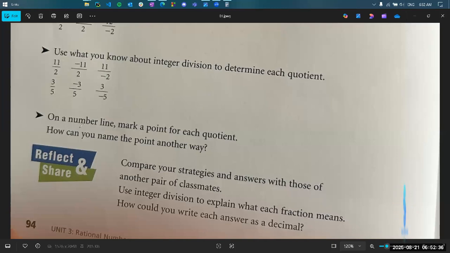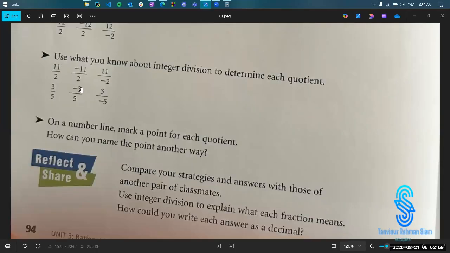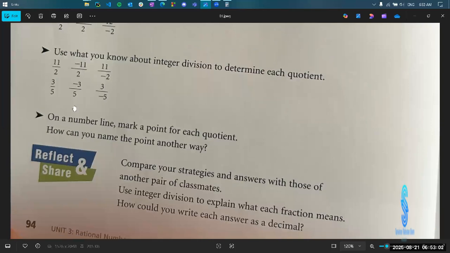So after that, we have another example, that is on a number line, mark a point for each question. Like the question which we have already got. So before that we have got 6, minus 6, then we have got 5.5, then we have got minus 0.6, right? Positive 0.6 and minus 0.6. So these things we need to place on a number line.